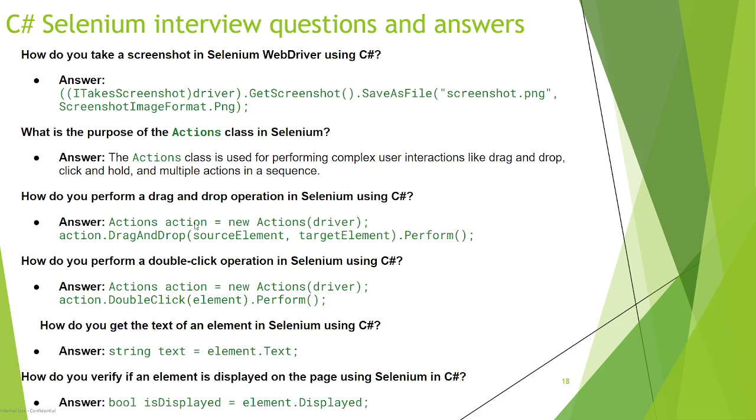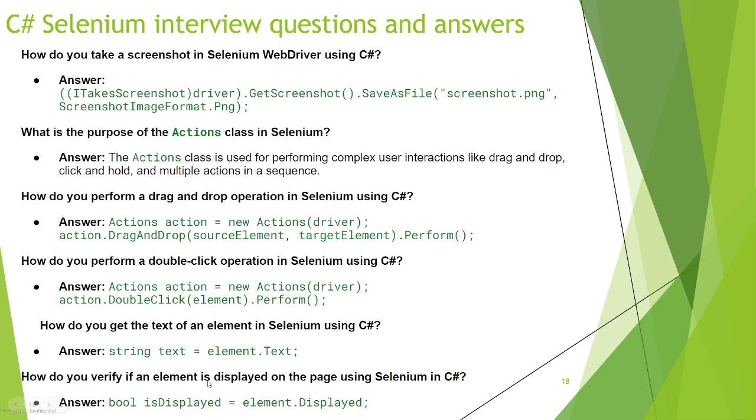How to perform a drag and drop operation in Selenium using C Sharp? First create an actions object using the Actions class and then use the DragAndDrop method, with a source element and target element, then Perform. How do you perform a double click operation in Selenium using C Sharp? Similarly, you create an actions object and then use the DoubleClick method, then Perform. How do you get the text of an element in Selenium using C Sharp? You just use element.Text.